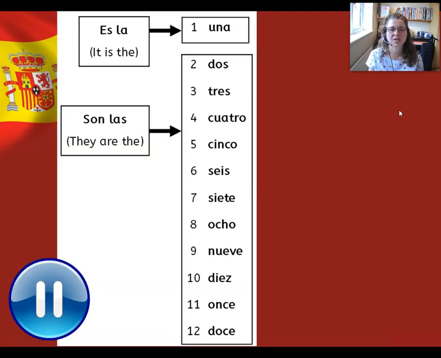So when we want to say that it's something o'clock, we use son las, which means they are the, and then we put the number, except for if it's 1 o'clock, because 1 o'clock, instead of saying son las, we have to use es la. Do you think you might know why 1 o'clock is different? And also, why do we say una and not uno? Because when we learned to count, we learned uno, dos, tres. Pause the video now and have a think about those two things. Then press play when you're ready to find out the answers.